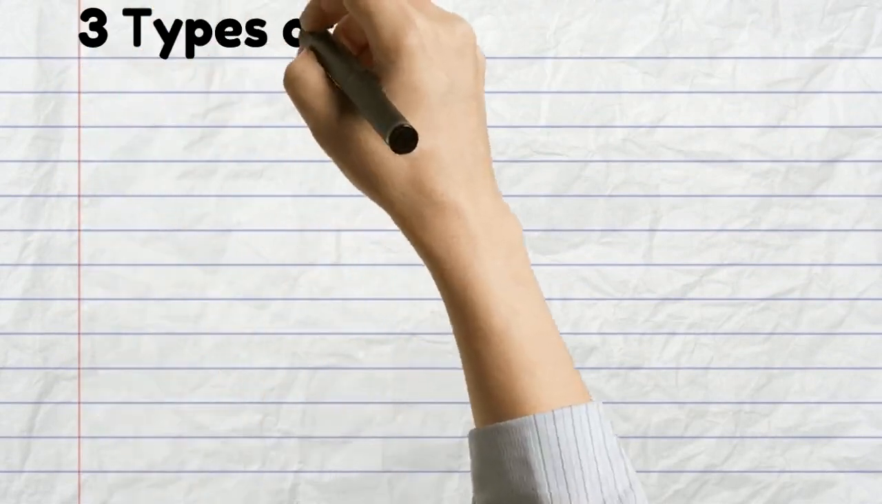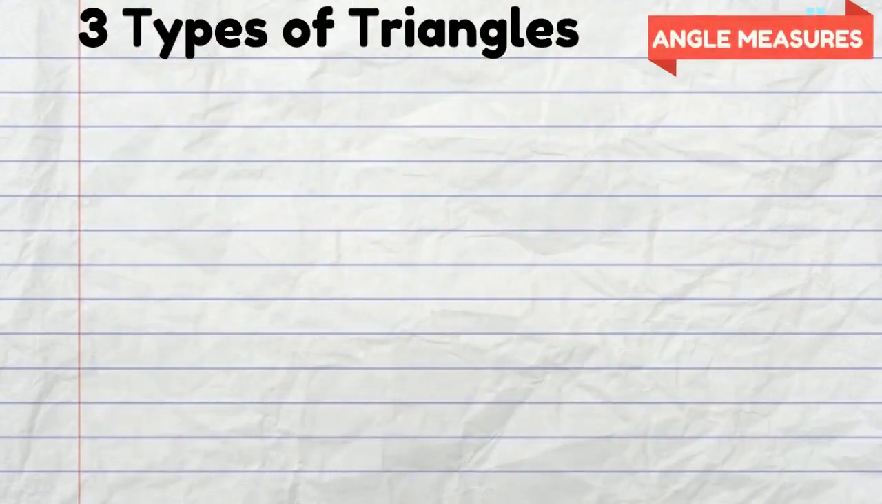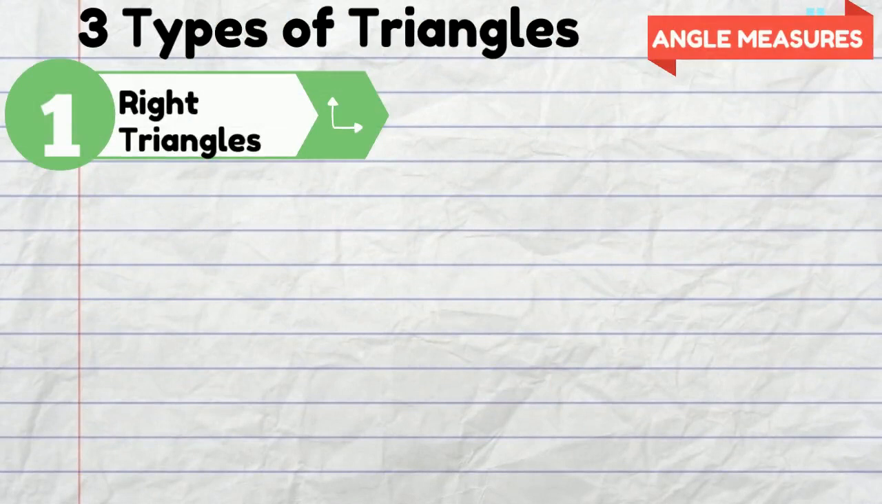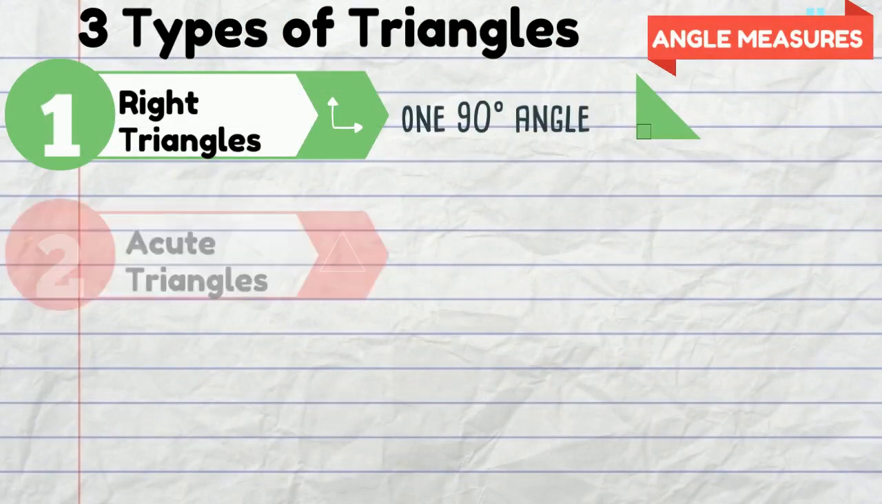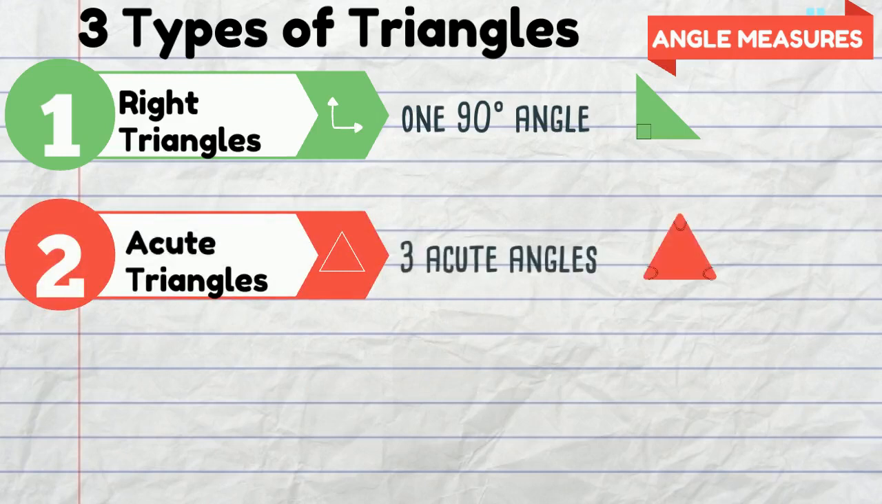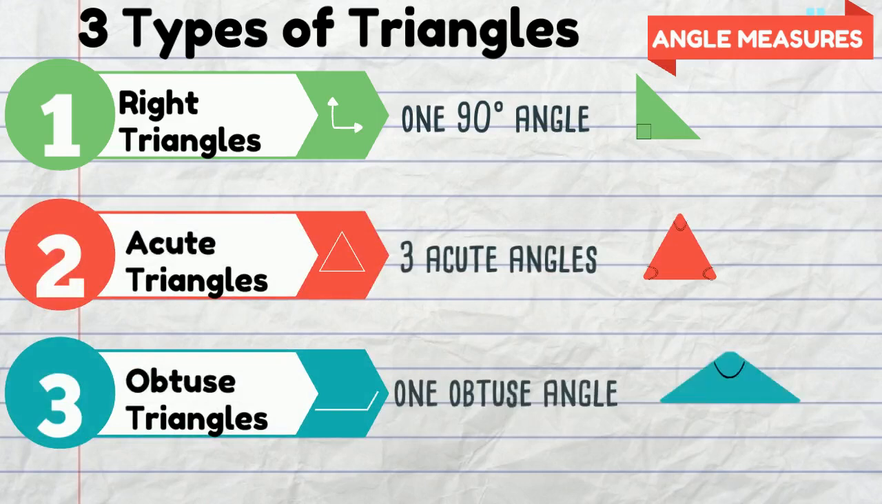There are also three types of triangles when you classify by angle measures. There are right triangles, which have exactly one 90-degree right angle. There are acute triangles, which have all three acute angles. And then there's obtuse triangles, which have exactly one obtuse angle.